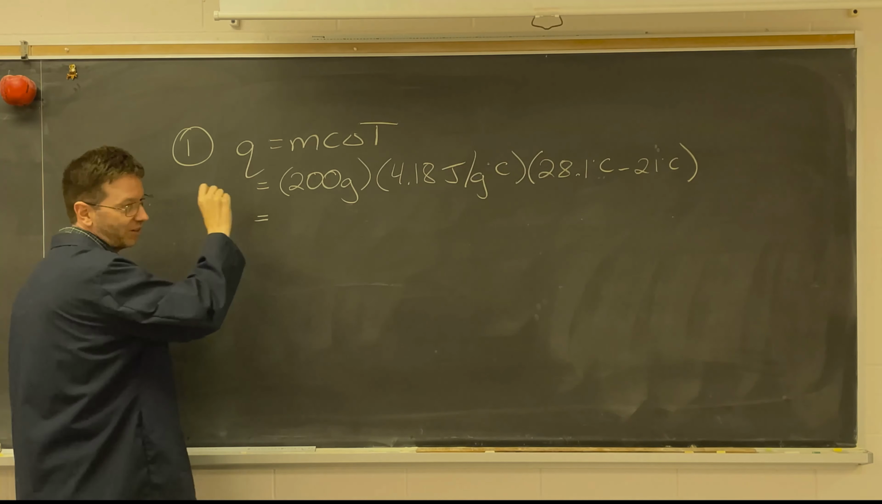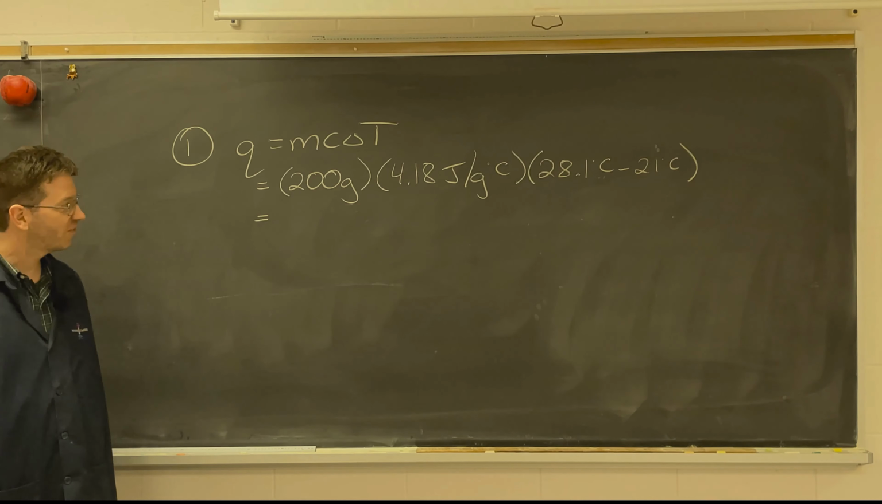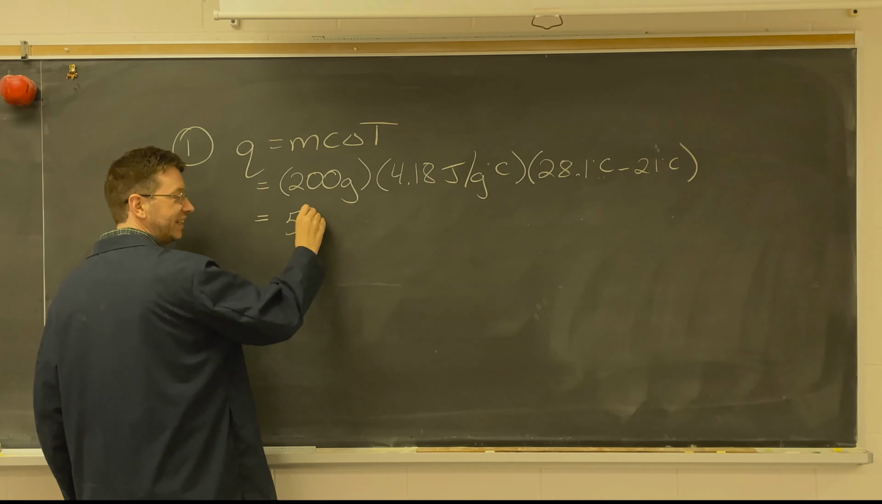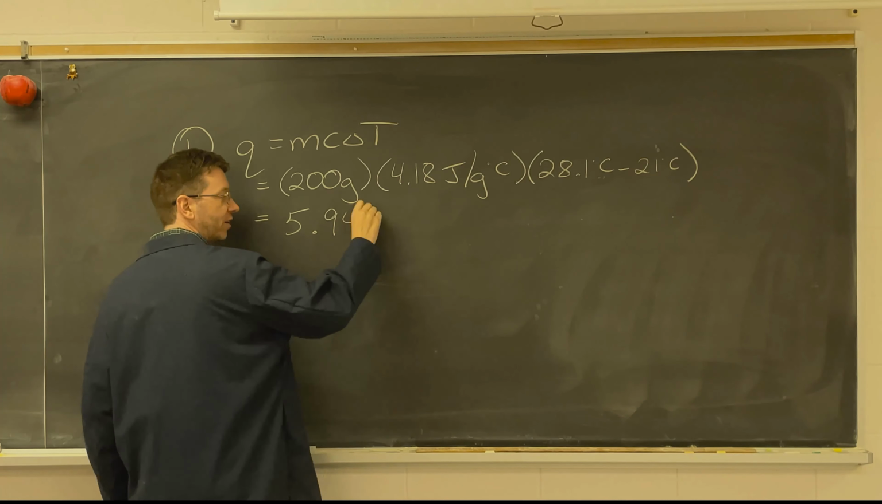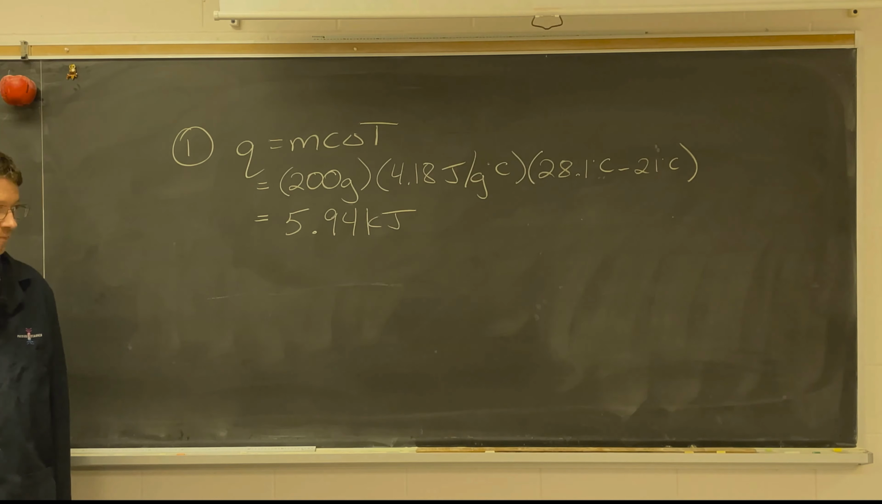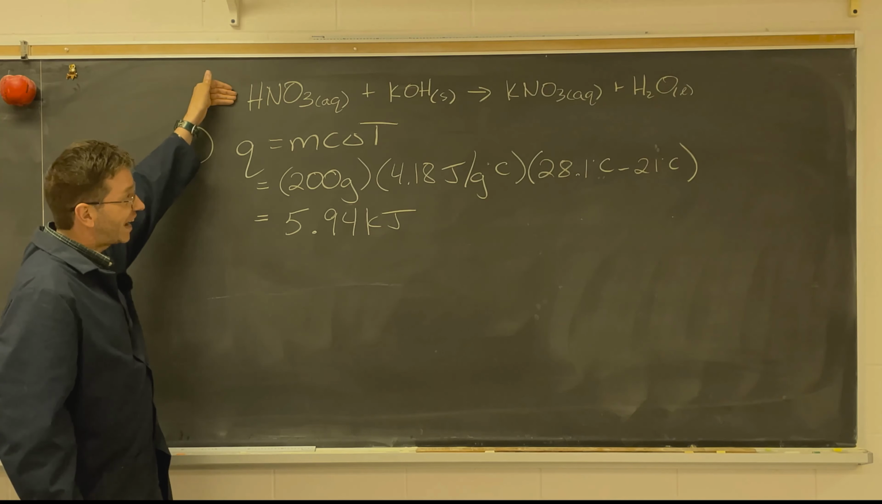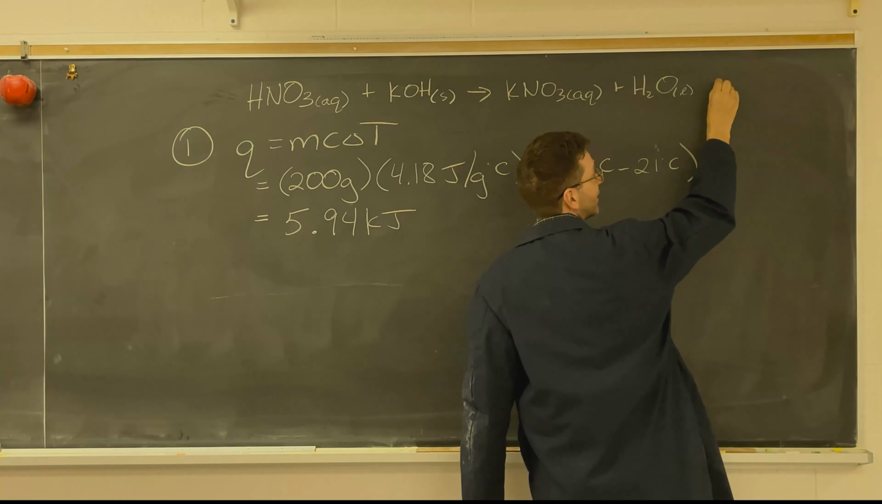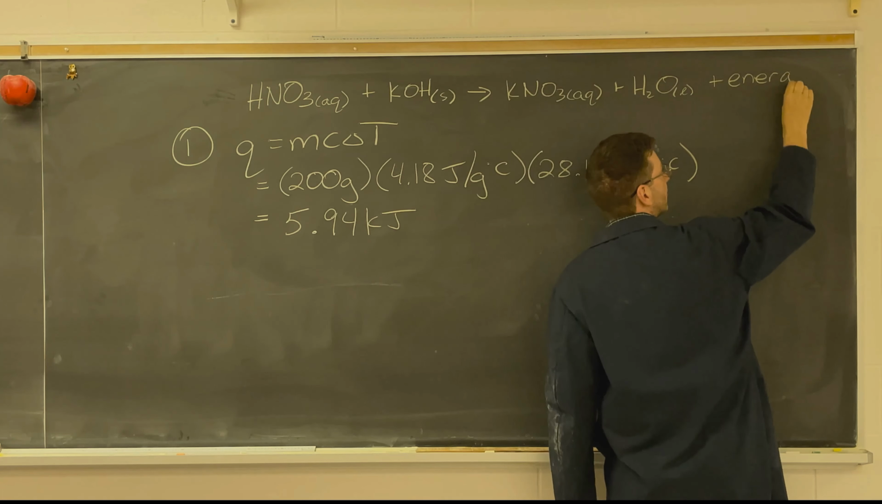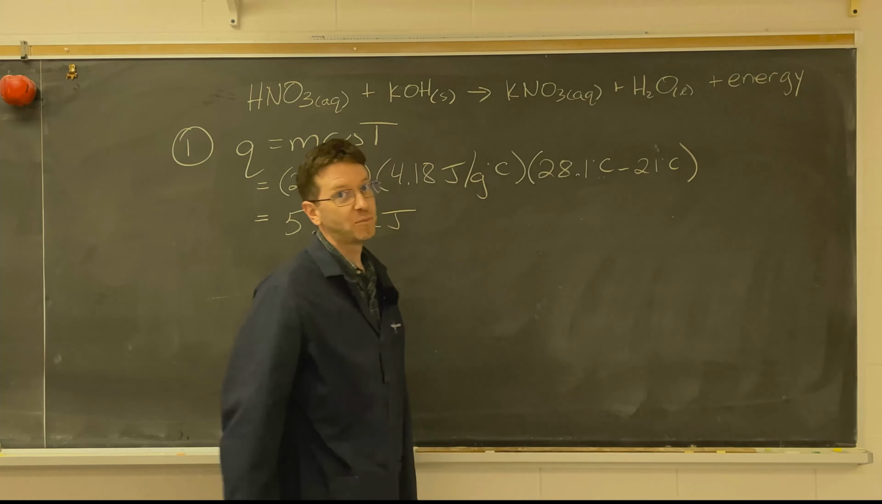So if we throw that onto our calculators, we get about 5,940. Divide by 1,000 gives us it in kilojoules. So 5.94 kilojoules of energy that was released. All right, so let me just remind you of our reaction up here. And we're going to have plus some sort of energy term here that we need to figure out. So what is that molar enthalpy?